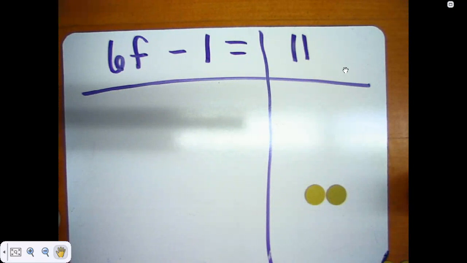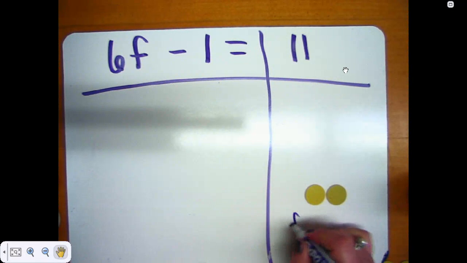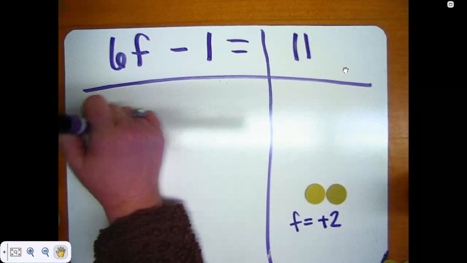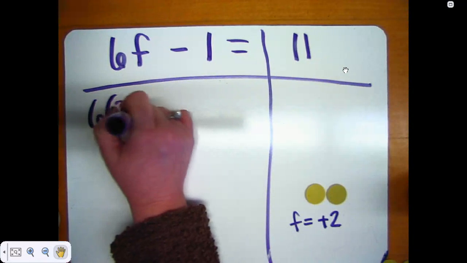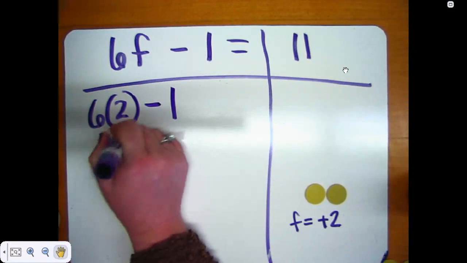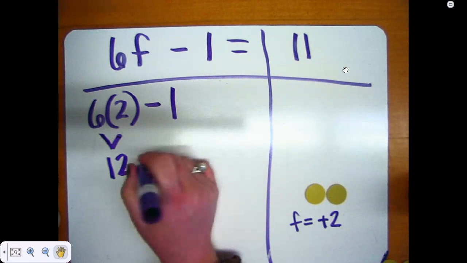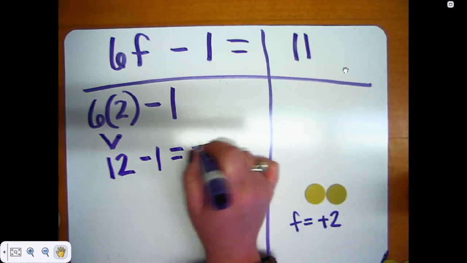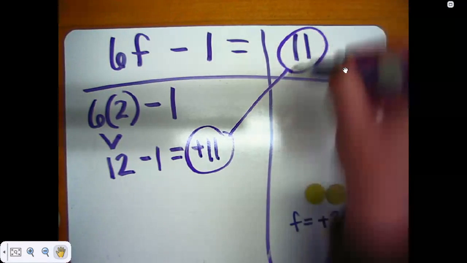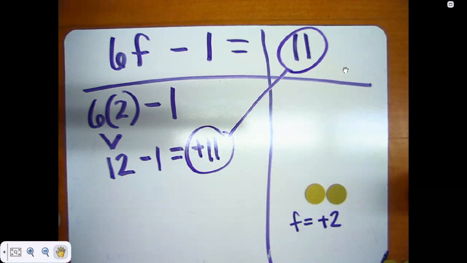So this tells me that 1F is equal to positive 2. So let's put that into our equation and see if it works. So I would say 6 times 2, and then bring down the rest of the equation. So 6 times 2 is 12, minus 1 is equal to positive 11. So my answers are the same, which means I am correct.